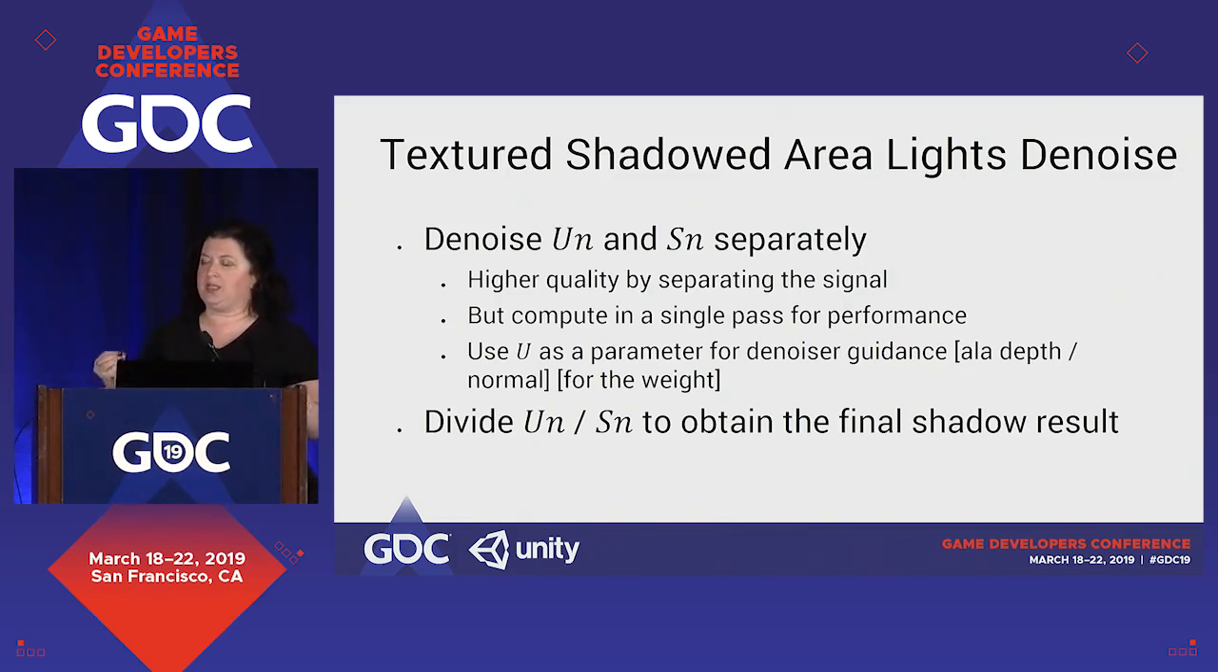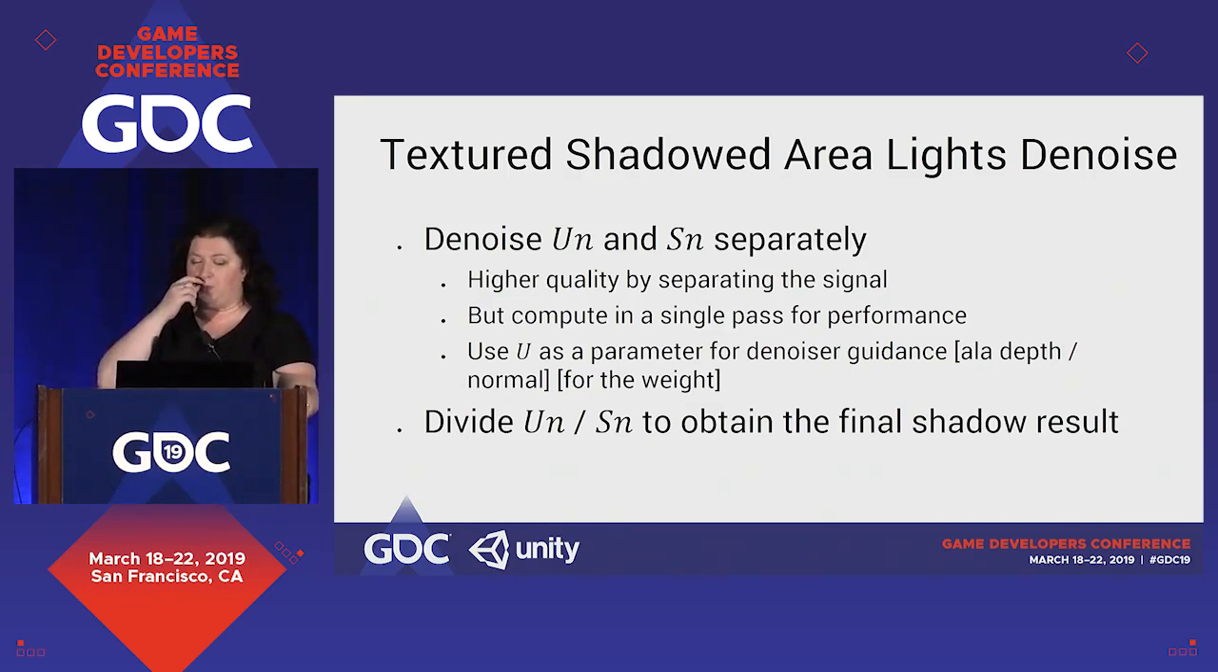For textured area lights, in order to get good quality and stability, we need to denoise each term separately. This is required in order to get stability, but of course it means that you have to separate the signal and run 2 passes. We, for efficiency of implementation, did it in a single pass in compute for performance, which was much better.